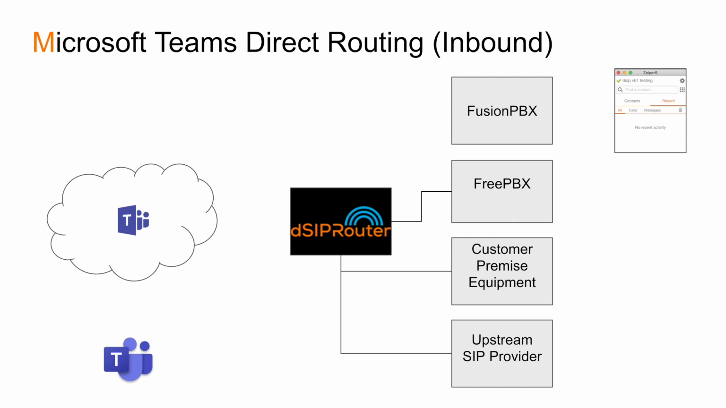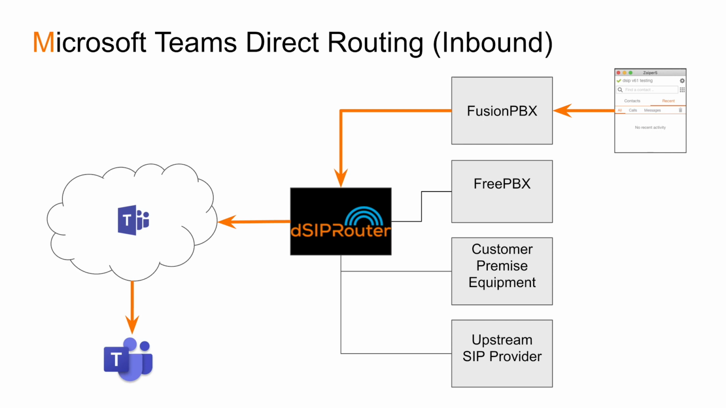So I have a Zoiper phone that's going to be registered with FusionPBX. FusionPBX is going to be configured with a gateway that actually routes calls to dSIPRouter. dSIPRouter will then be configured to route to the Teams infrastructure, which will then route the call down to my Teams client. Okay, so let's go ahead and get started, and I'll show you how to configure this.